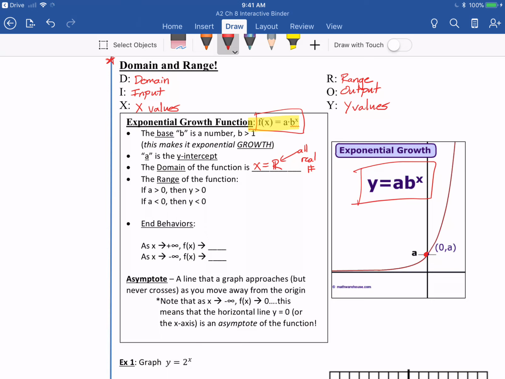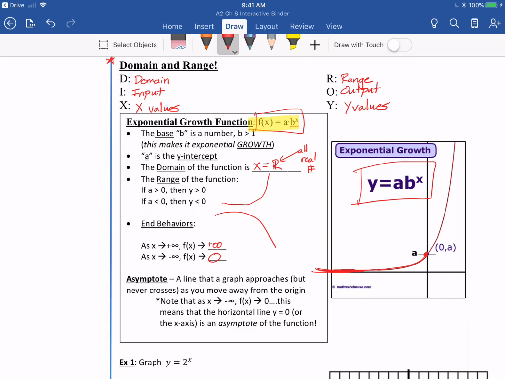Alright, the range of this function, if a is greater than 0, then y is greater than 0, and if a is less than 0, then y is less than 0. Okay, so that kind of tells, is this graph going to swoop up or is it going to swoop down for exponential decay or growth? Alright, and behavior, so as x goes to positive infinity, f of x goes to positive infinity. And as x goes to negative infinity, so that's looking at the left side of this graph, it goes down and gets really, really close to 0.